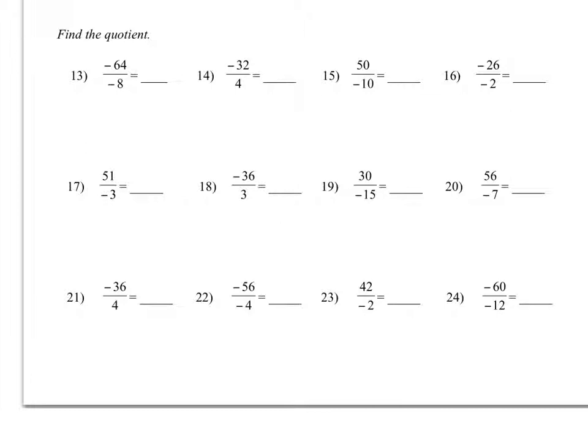Let's go with 18. So on 18, first off, I have a negative divided by a positive. So my result, my quotient, is going to be a negative result. So I'm going to put negative. And 36 divided by 3, let's see, comes out to be 12. So that's negative 12. So number 18, check your answer. If you have negative 12, great work.